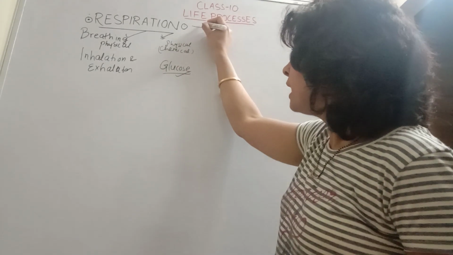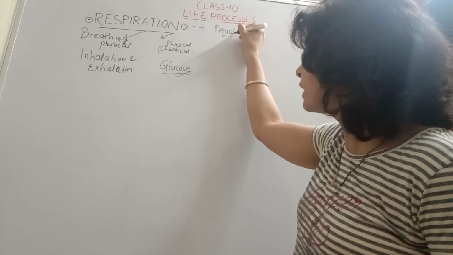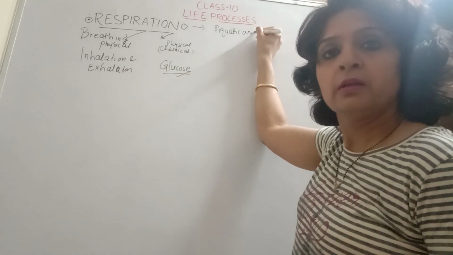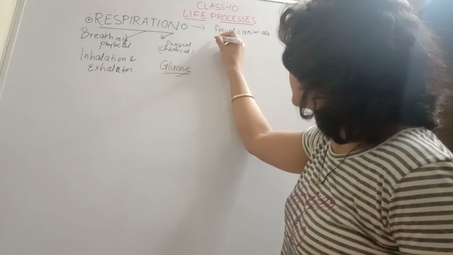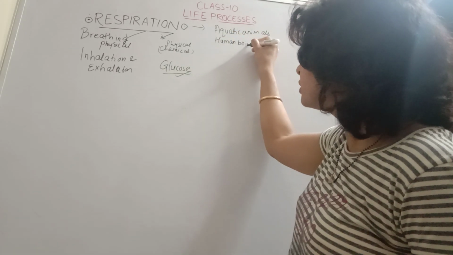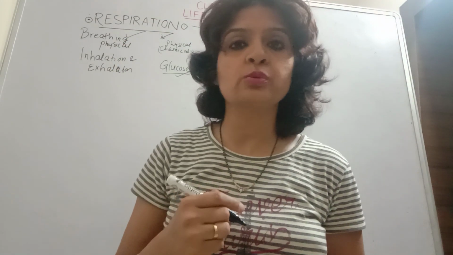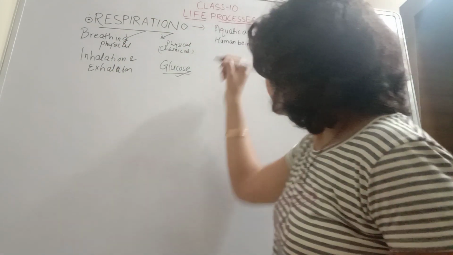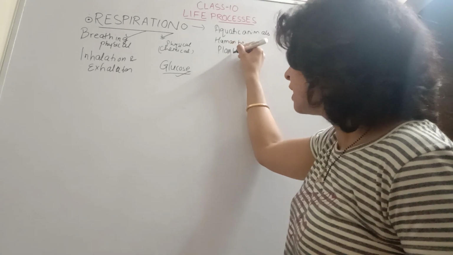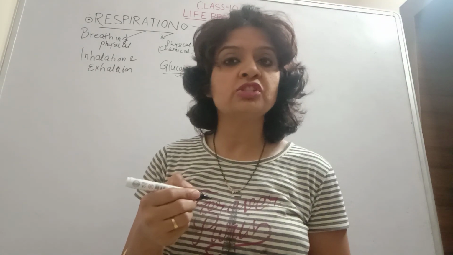We will be dealing with how this respiration is different in the case of aquatic animals. We will be dealing with it in the case of human beings. What are the organs and systems which are present for this particular respiration to occur? What happens in the case of plants? Do they also breathe? Do they also take oxygen?